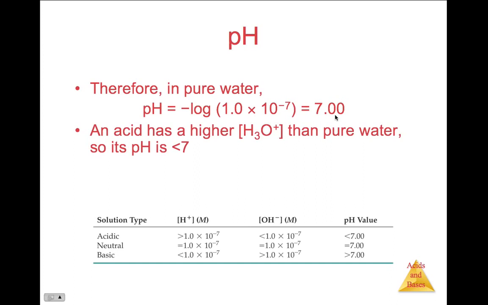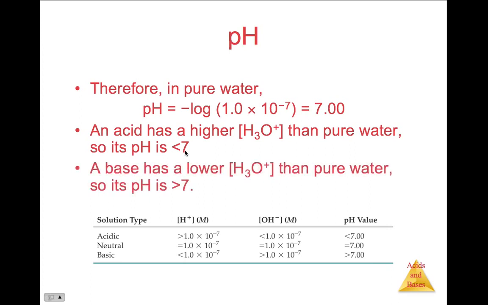An acid has a higher H3O+ concentration than pure water, so its pH is less than 7. And a base has a lower H3O+ concentration than pure water, so its pH is greater than 7.